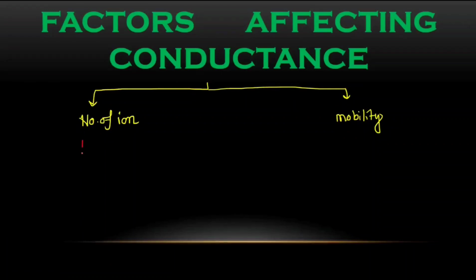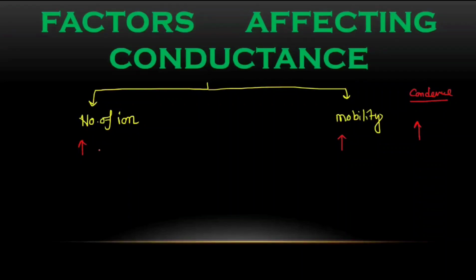If we increase number of ions and we increase mobility, then obviously conductance will increase, right? Here I am writing conductance. We are increasing number of ions, we are increasing mobility, so more number of ions will conduct more, right? And mobility means they are moving faster, so obviously they are going to conduct more, right? So if number of ions and mobility both increase, conductance will increase.